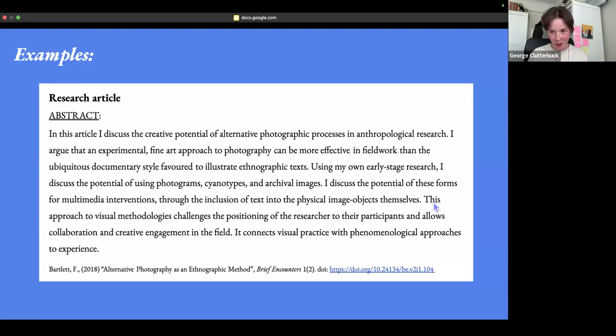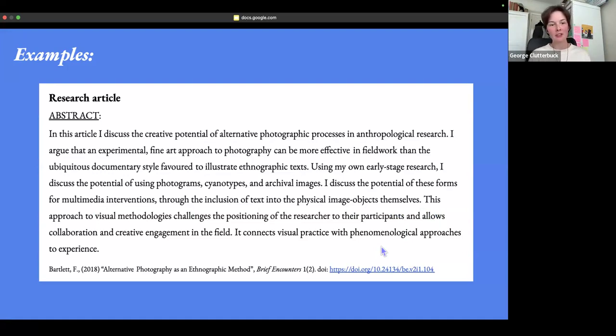I'll briefly read, I'll skip the middle part. The end part reads, this approach to visual methodologies challenges the positioning of the researcher to their participants and allows collaboration and creative engagement in the field. It connects visual practice with phenomenological approaches to experience.